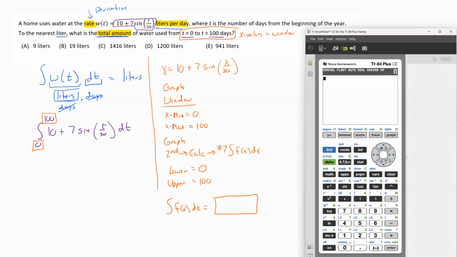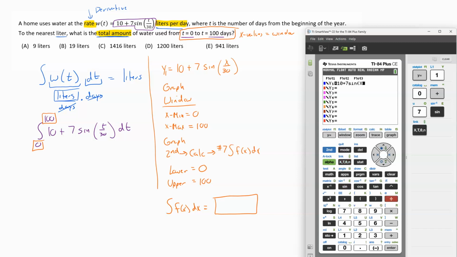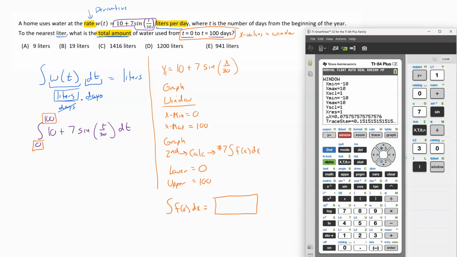So I open up my calculator, I go to my y equals. Make sure you're in radian mode when you're graphing on these things. The AP test is entirely in radian mode, so keep your calculator in radian mode. Type in the equation 10 plus 7 sine of x divided by 30. And then before I actually graph it, I would go ahead and adjust my window right now. So I would hit window, set that x min to 0, set that x max out to 100.